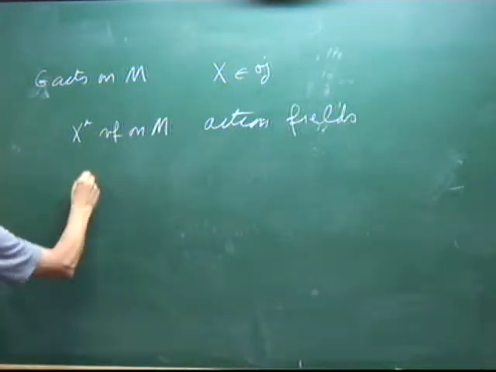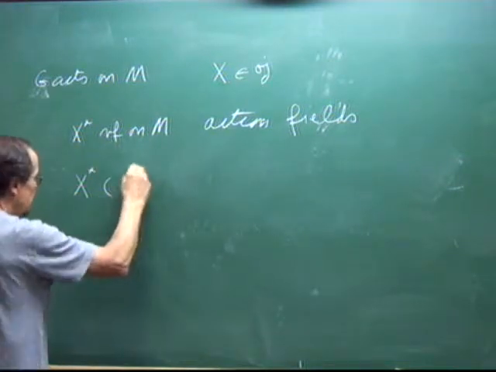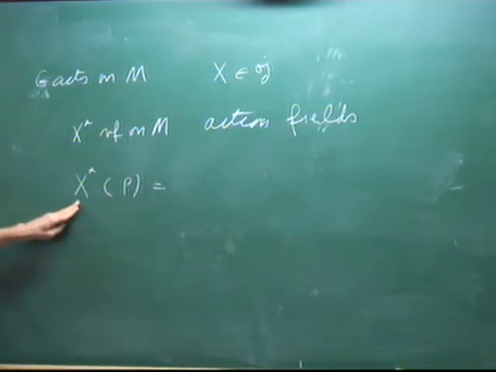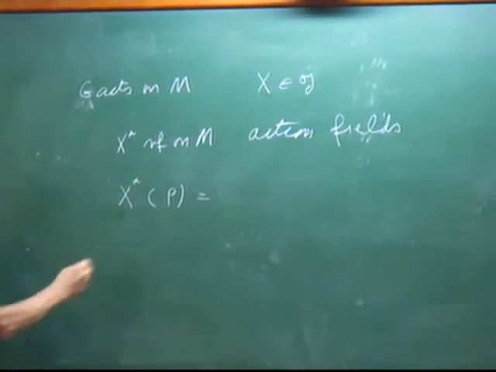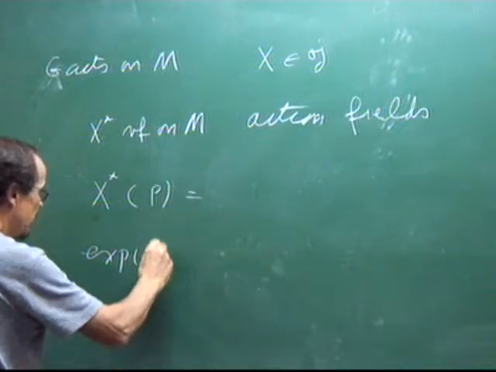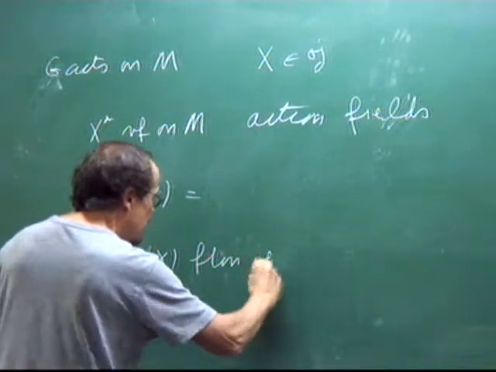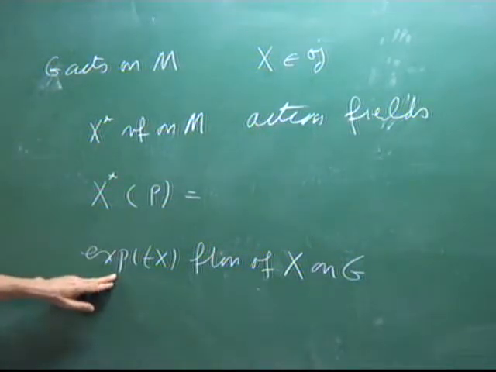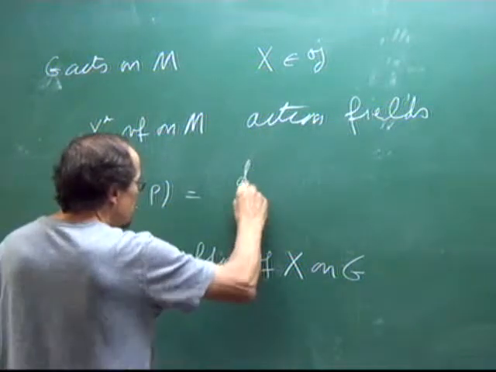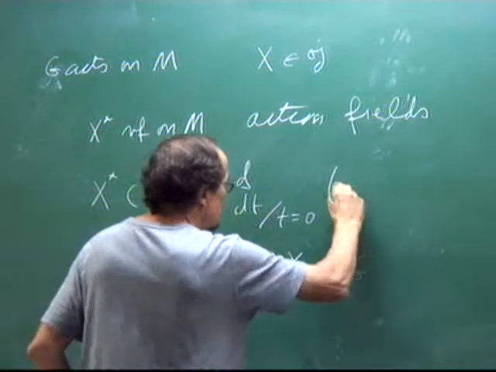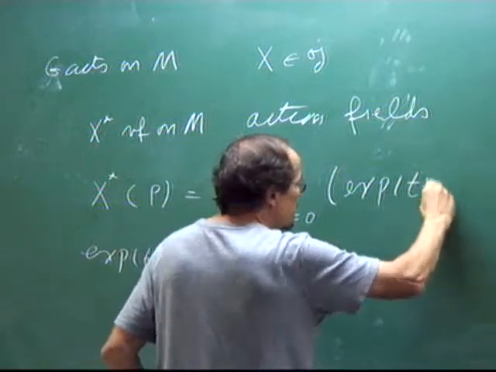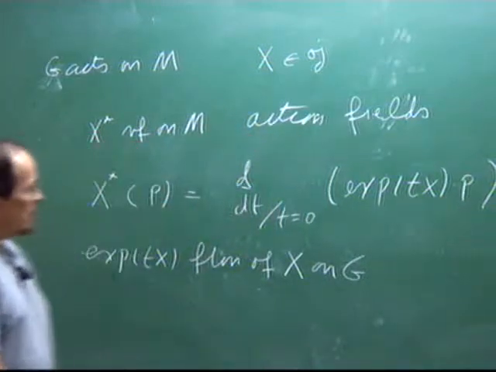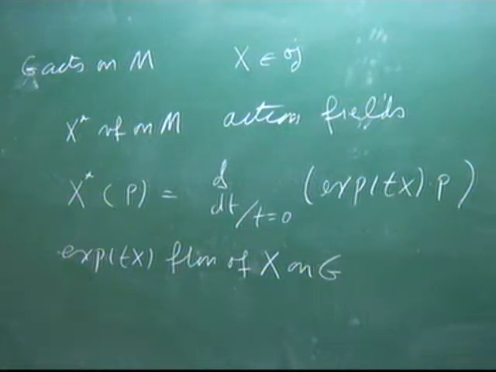So what is that? If I want to compute X star at a point p, well, I look at the flow of X. That's given by the exponential map. Right, so exp(tX), that's the flow of X on the group G itself. Let it act on the manifold, and then differentiate. So d/dt at t equal to 0 of exp(tX) times p. So it gives me a well-defined vector field on the manifold, and if I need to be careful in the distinction, that's how I go from X to X star.